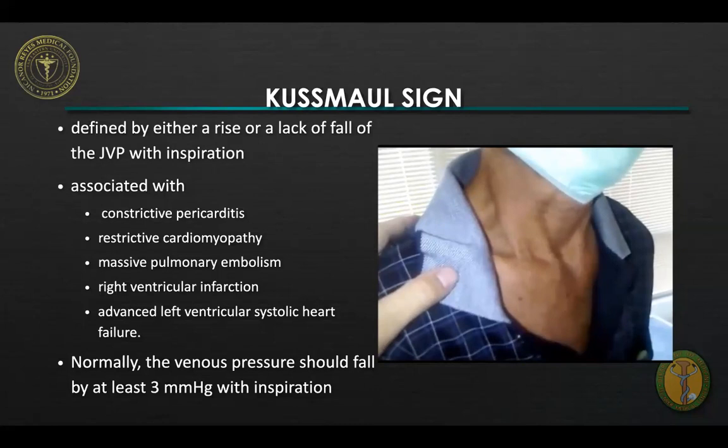Kussmaul sign. This is defined by either a rise or a lack of fall of the JVP with inspiration. This can be seen in patients who have constrictive pericarditis, restrictive cardiomyopathy, massive pulmonary embolism, right ventricular infarction, advanced left ventricular systolic heart failure, which affects the right ventricle already. Normally, the venous pressure should fall by at least 3 millimeters with inspiration. So please take a look at the video for recognition of Kussmaul sign.